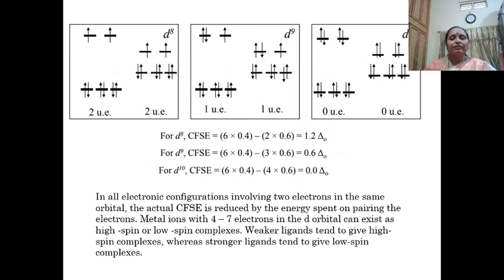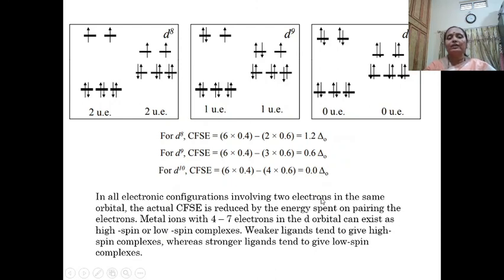Likewise, when we calculate for d8, d9 and d10: for d8, in case of strong or weak field, it will remain as 1.2 delta naught. In case of d9 also, whether it is strong or weak, it is going to be 0.6. And in case of d10, whether it is strong or weak, it gets cancelled and it is going to be 0 delta naught.